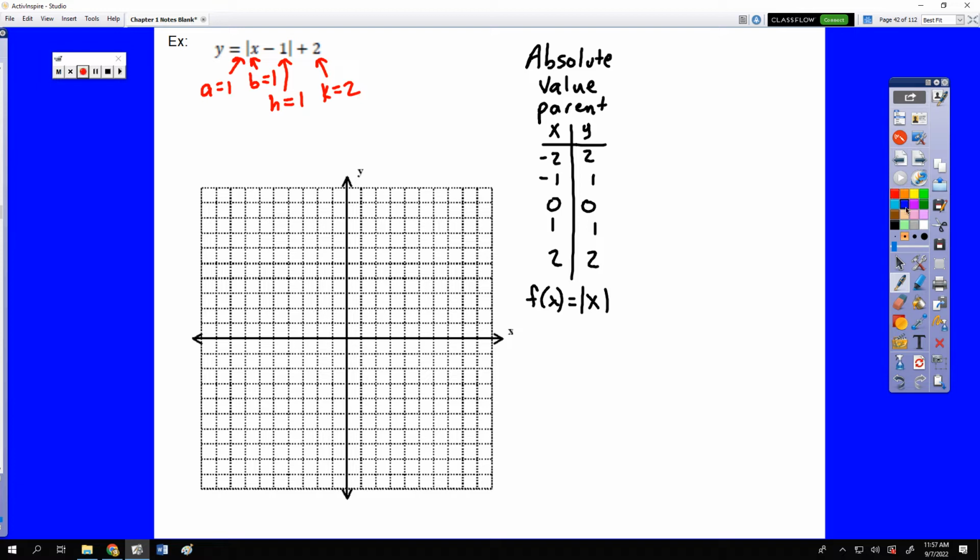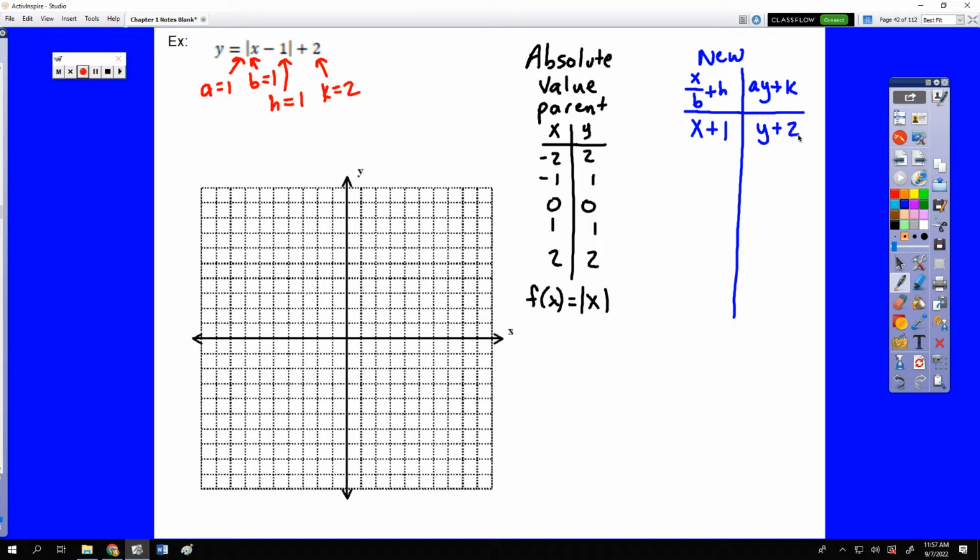So when we carry out our transformation to get our new table, remember that what we're doing is we're taking x divided by B plus H and A times Y plus K to get our new X and Y values. Now in this case, because B is 1 and H is 1, X divided by 1 plus 1 would really just be X plus 1. And then A times Y plus K, A is 1, K is 2, means we're looking at Y plus 2.